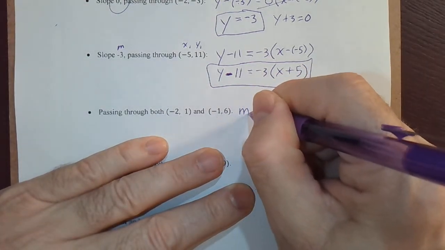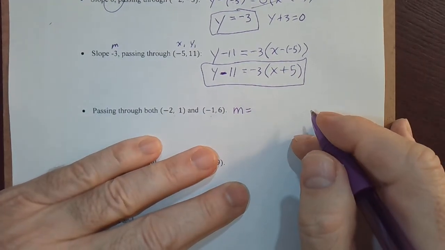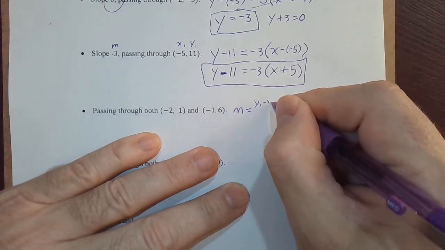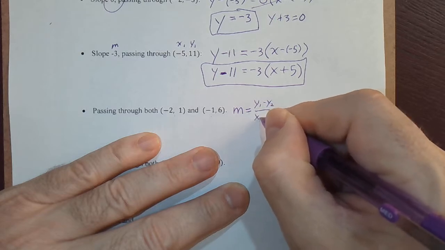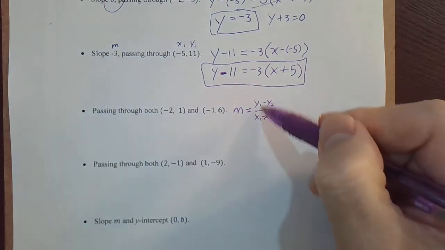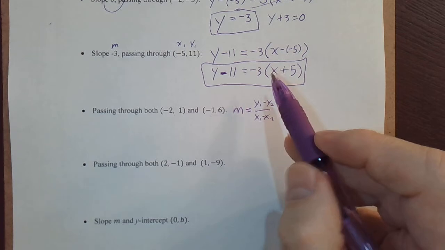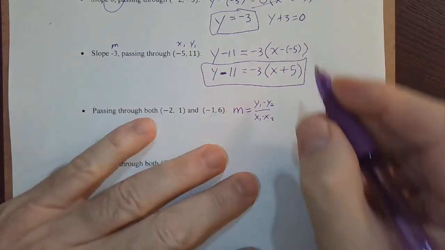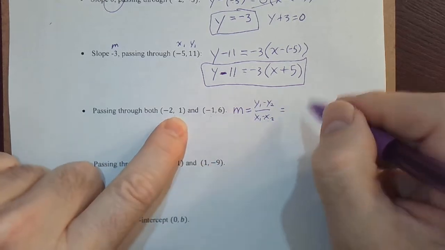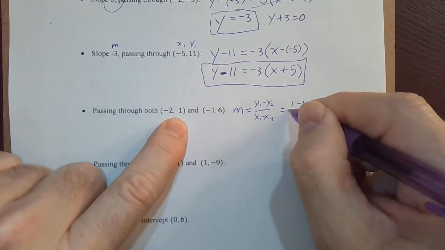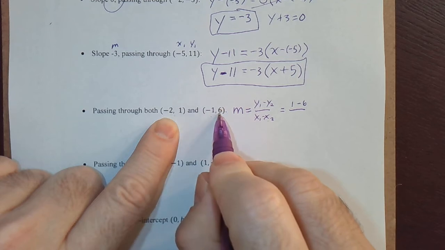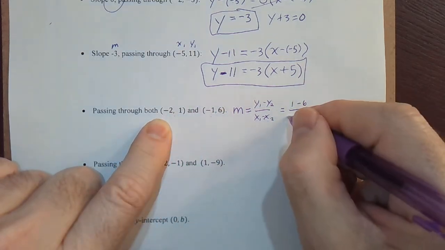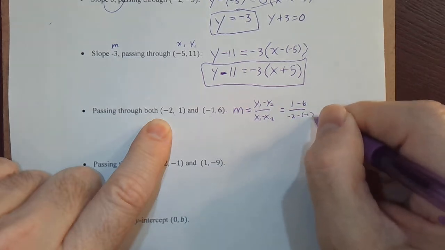So the first thing we do is m. Remember what it is. As a reminder, I'll do y1 minus y2 over x1 minus x2. As long as you're consistent with those indexes, it's fine. You could also say y2 minus y1 over x2 minus x1. So I will do 1 minus 6, y minus y, and then do x minus x, negative 2 minus negative 1.